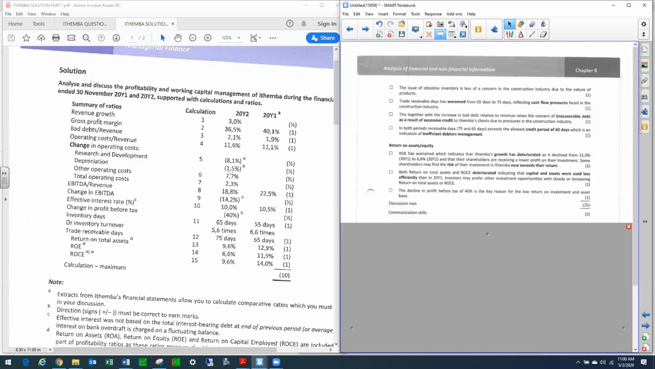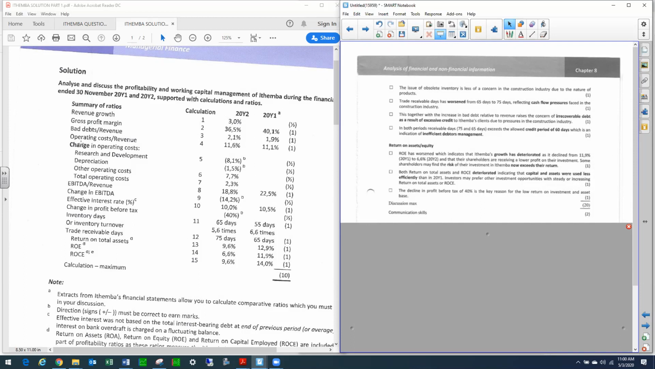But often with common size analysis, they'll give it to you in the question and they'll have done it for you already, because it just takes too long. It's going to take you 10 minutes to do it. So normally they'll give it to you if they want you to deal with it.